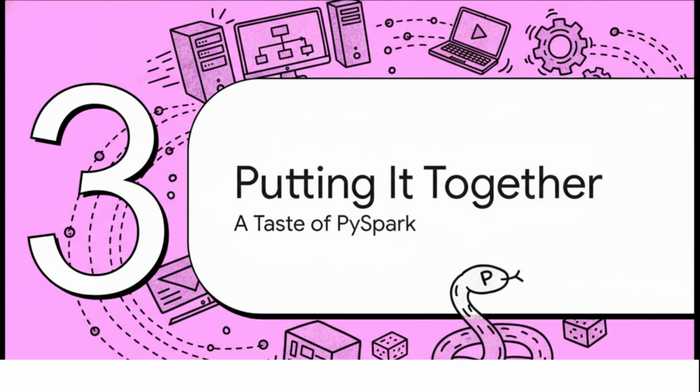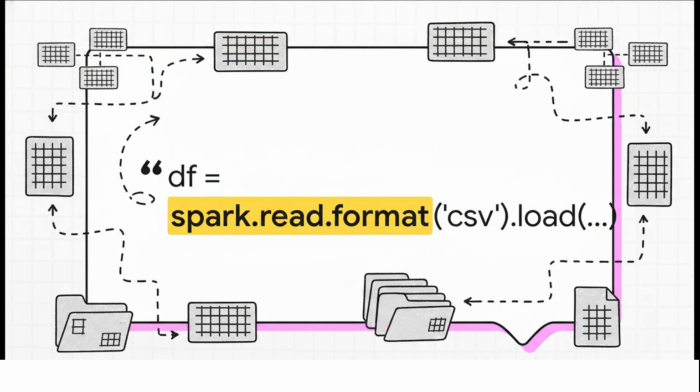So that's the theory, but what does this actually look like when you're tapping away on a keyboard? Let's take a quick peek at a few lines of PySpark, which is just the super popular way of using the Python language to talk to Spark. So first things first, you've got to read some data. Here, we're loading a CSV file into a special structure called a data frame. The best way to picture a data frame is as a giant, super smart spreadsheet that's spread out across all those computers in your cluster.